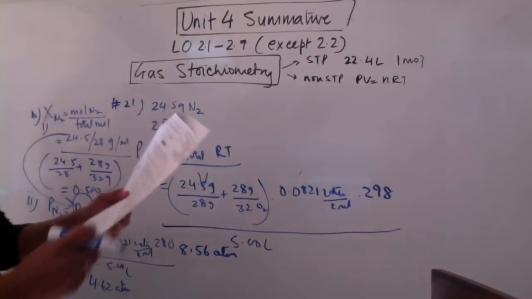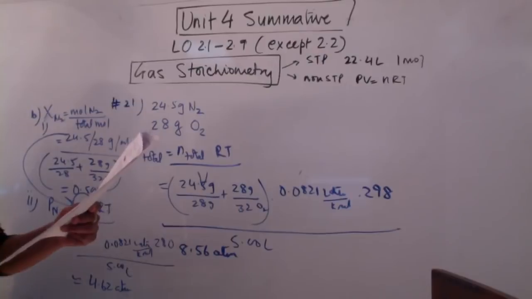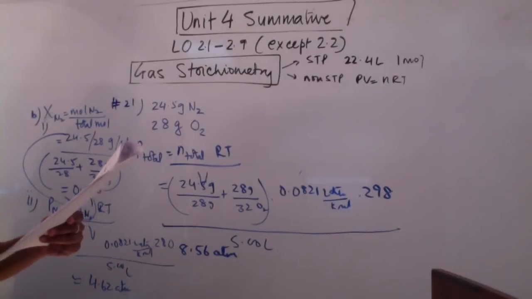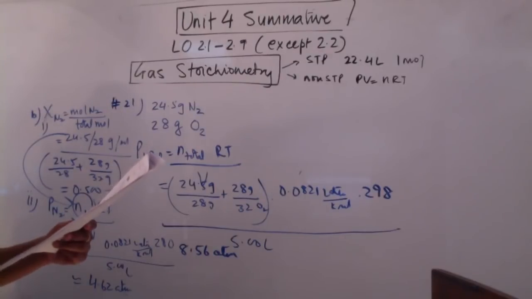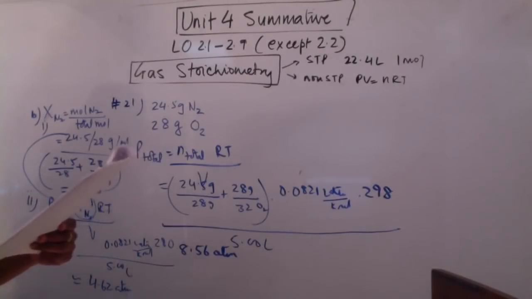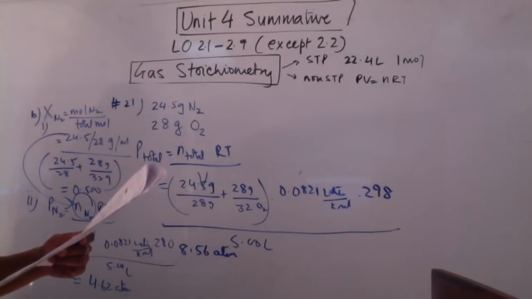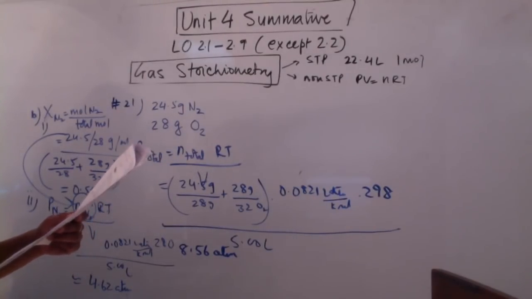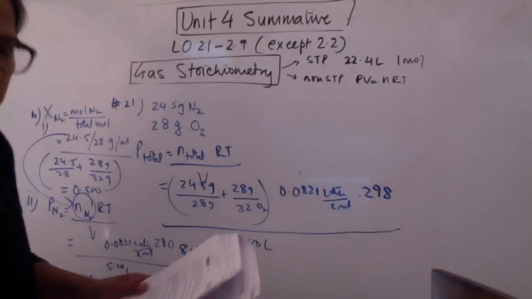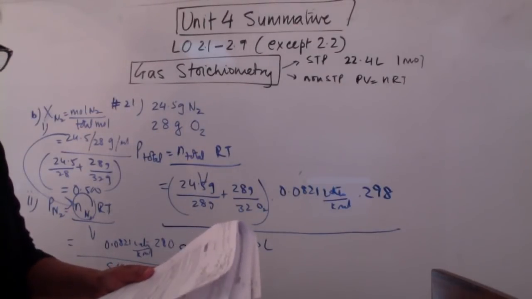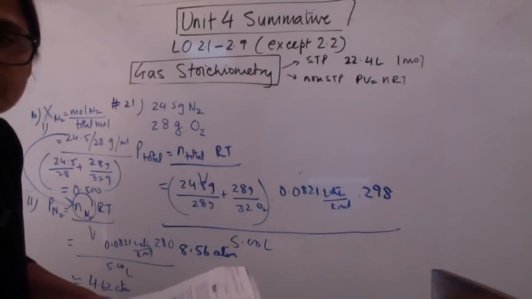And part C says that if there is a pinhole size leak, then will the ratio of nitrogen to oxygen increase, decrease, or stay the same? Remember, the heavier gases diffuse slower and the lighter gases diffuse faster. So nitrogen's molar mass is 28, oxygen is 32. So nitrogen will go faster. So the numerator will decrease. So the ratio will decrease because nitrogen will effuse faster. So that was number 21.